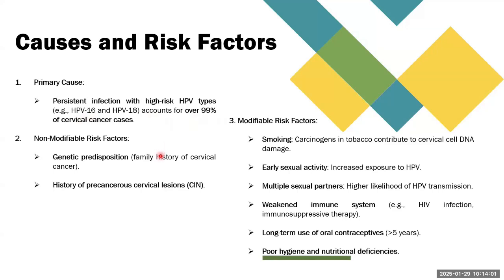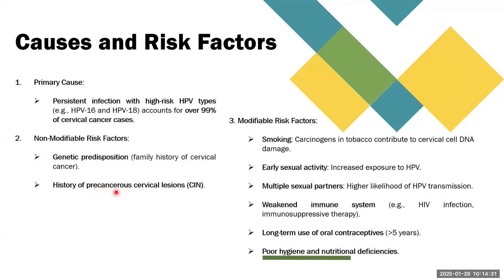Speaking about the non-modifiable risk factors, genetic predisposition is a non-modifiable risk factor. Any female with a first-degree or second-degree relative having cervical cancer will have a higher chance of getting cervical cancer as compared to those females who do not have any family history or exposure to HPV.